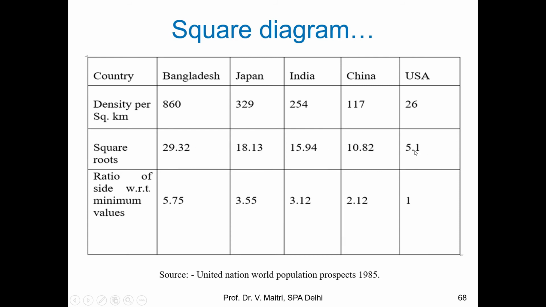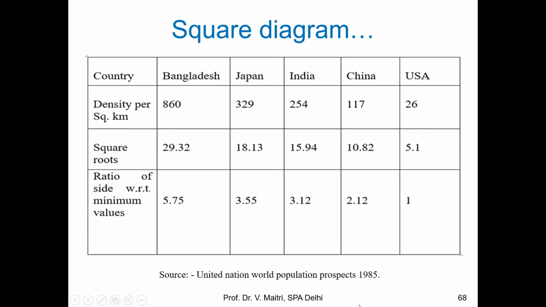So 5.1 divided by 5.1 is 1. 10.82 divided by 5.1 is 2.12. 15.94 divided by 5.1 is 3.12. 18.13 divided by 5.1 is 3.55. 29.32 divided by 5.1 is 5.75. The source is the United Nations World Population Prospects 1985.